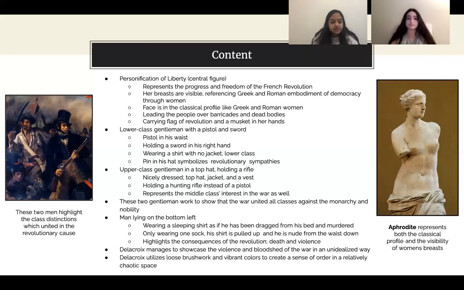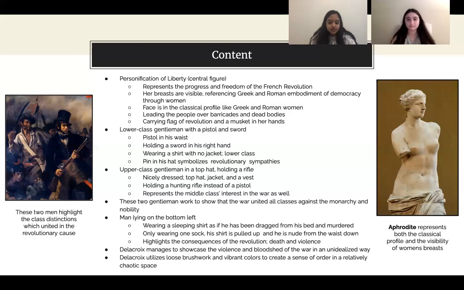And on the left, you can see the part of the painting that has these two men highlighting the class distinctions, which united in the revolutionary cause. And the man lying on the bottom left, who is wearing a sleeping shirt as if he has been dragged up from his bed and murdered. He's only wearing one sock and his shirt is pulled up and he's nude from the waist down. And that man highlights the consequences of the revolution being death and violence.